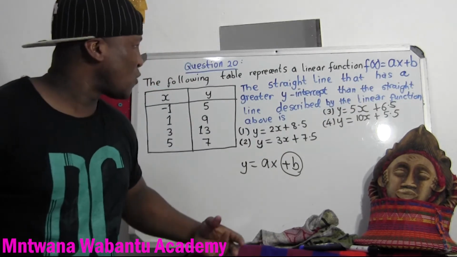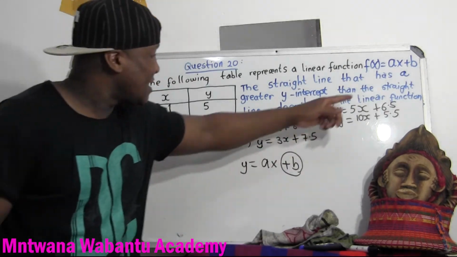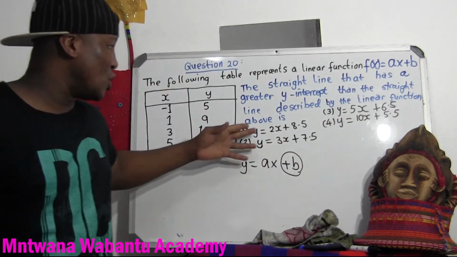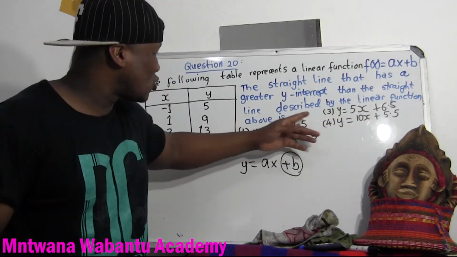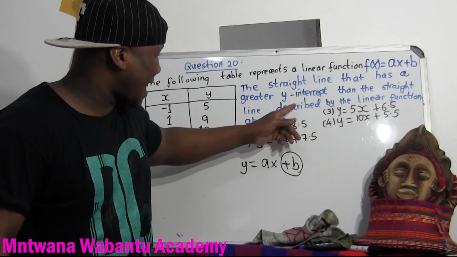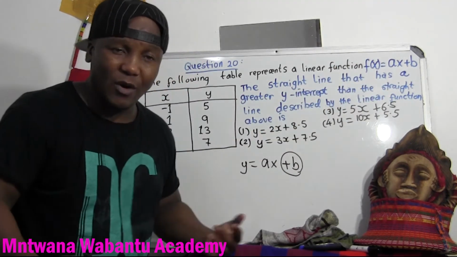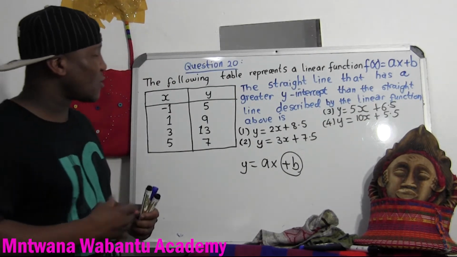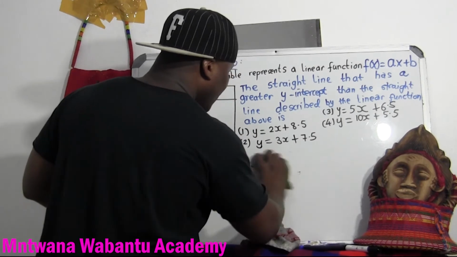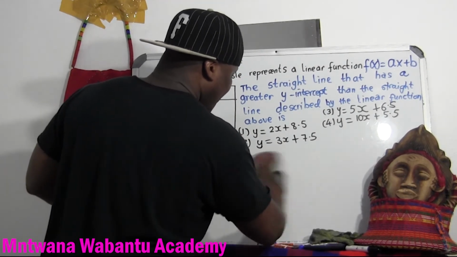So first and foremost, we need to find the slope and y-intercept, and then after that we're going to look among these, which one has a greater y-intercept than the straight line we're going to get. You see what I'm saying? The one that we're going to obtain. So now let's do that.